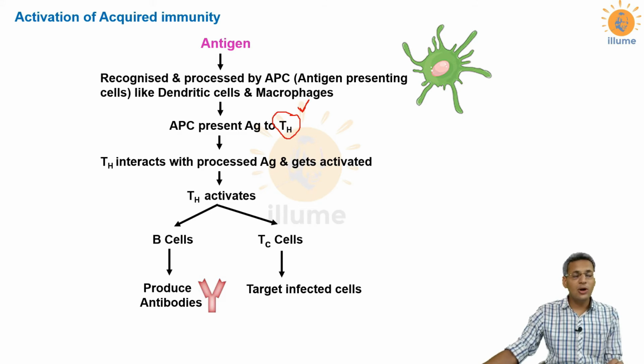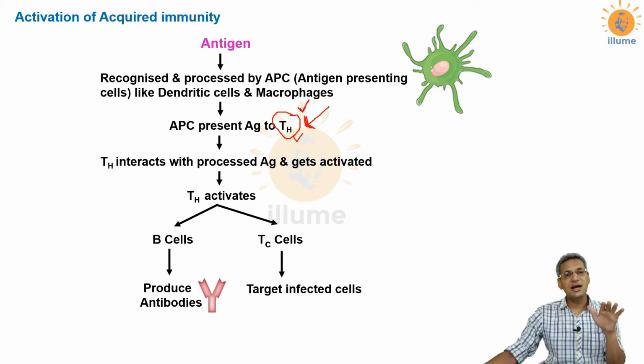Now I'll be having a small discussion about HIV, the virus that causes AIDS. HIV's prime target is the T helper cell. Whenever HIV enters your body, it targets T helper cells, and slowly the number of T helper cells starts decreasing in the body. And now we can very much relate this.